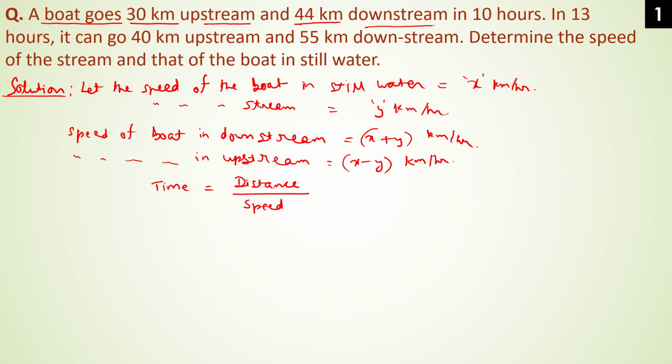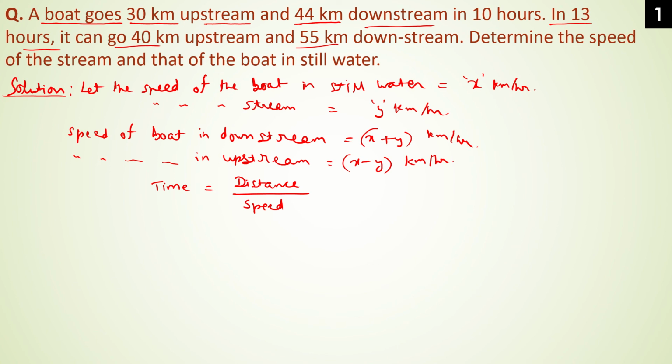distance upon speed. So according to this formula, here we have a boat goes 30 kilometers upstream and 44 kilometers downstream in 10 hours. That means total time taken is 10 hours. And further, it says that in 13 hours, it can go 40 kilometers upstream and 55 kilometers downstream.